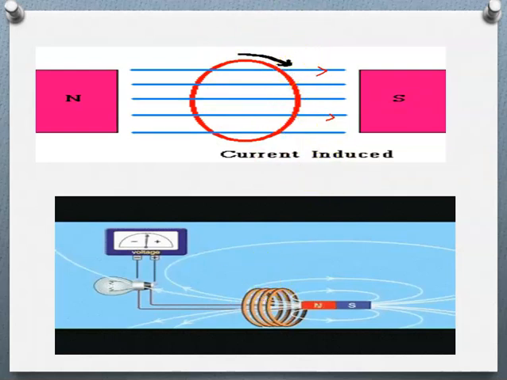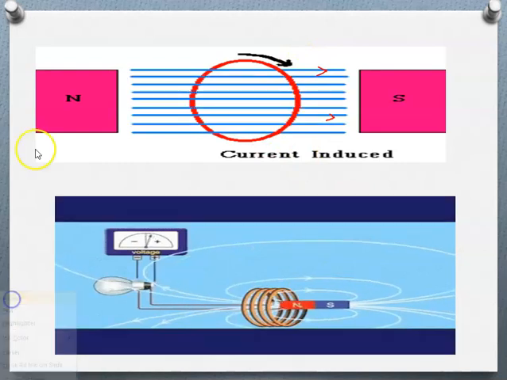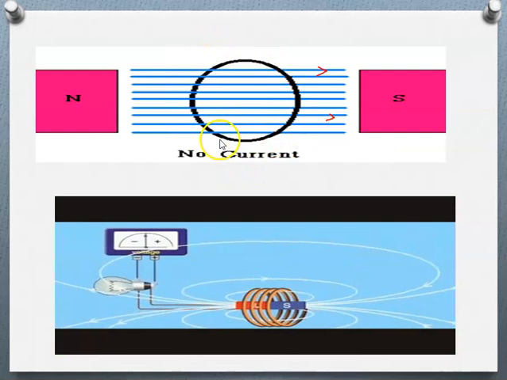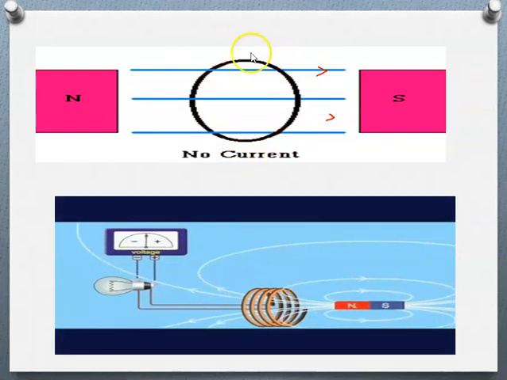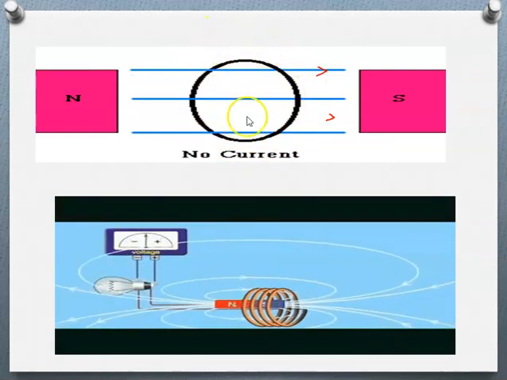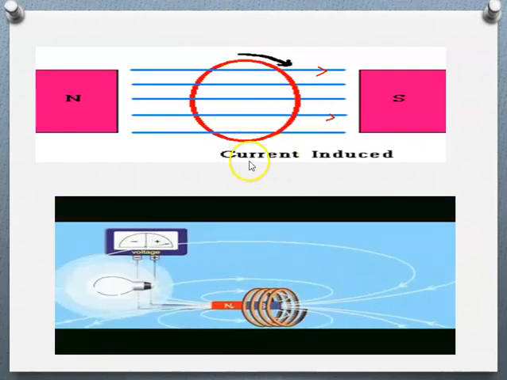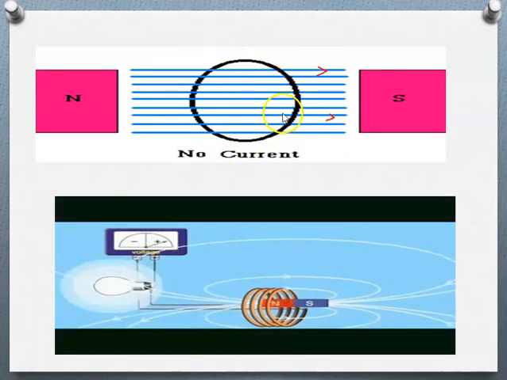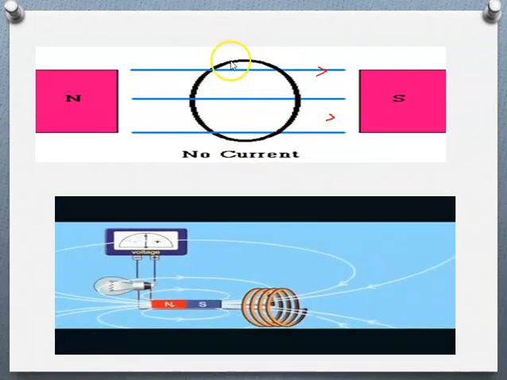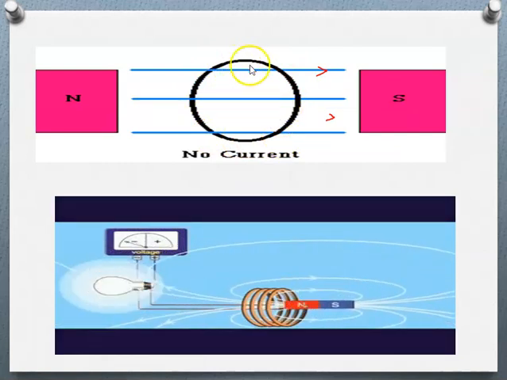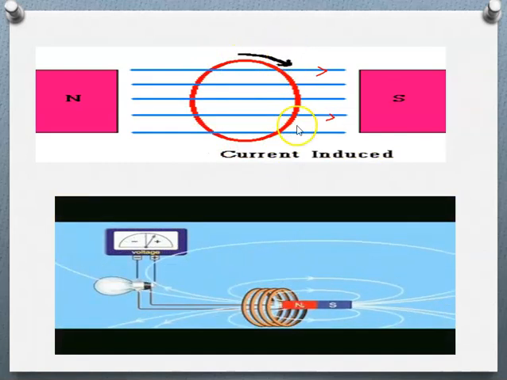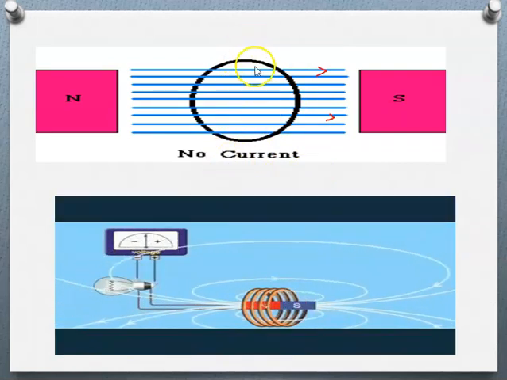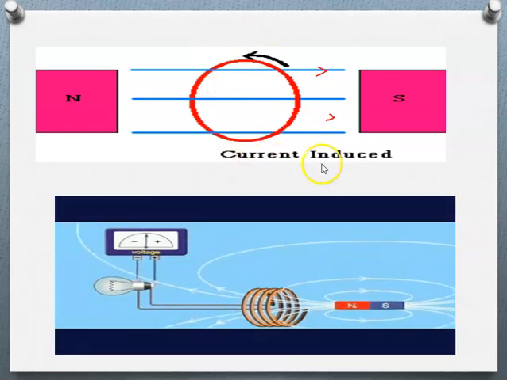Now see, the movement is stopped, so there will not be a current. Now if we move the coil in the opposite direction, current is also induced, that is, EMF is induced, so current will also flow through this wire as it is a closed loop. When there is no movement, no current. When there is a movement of the conductor, there is a current.